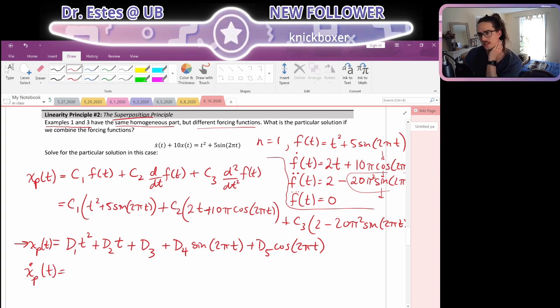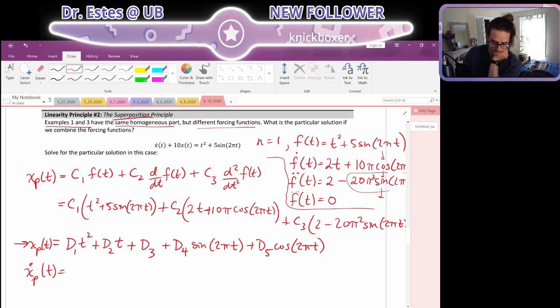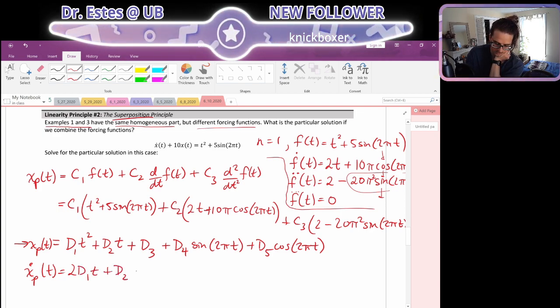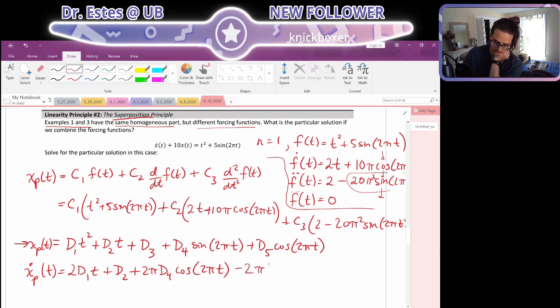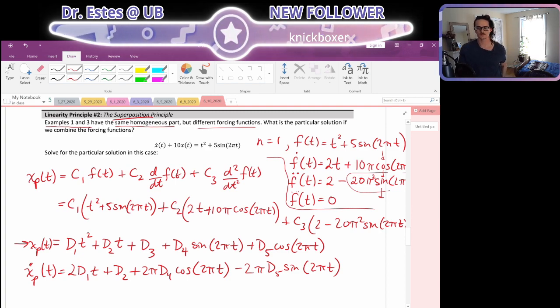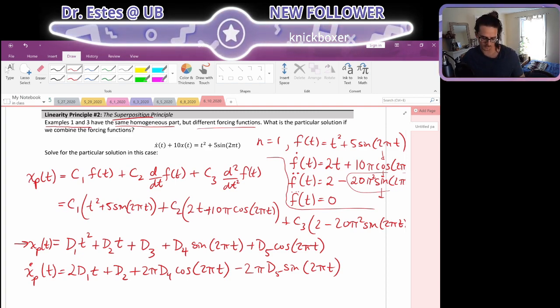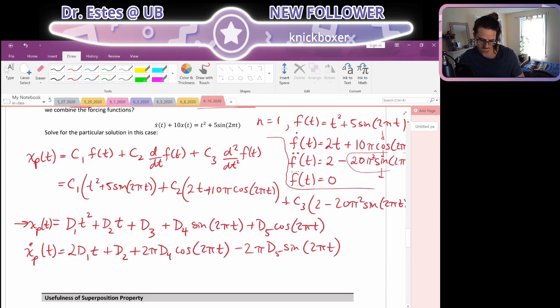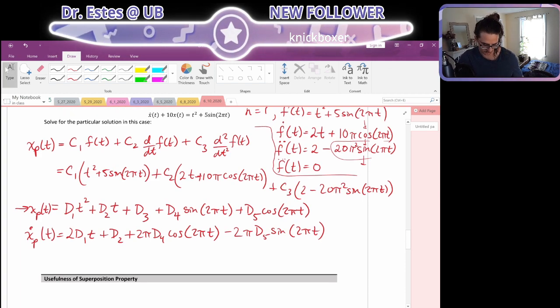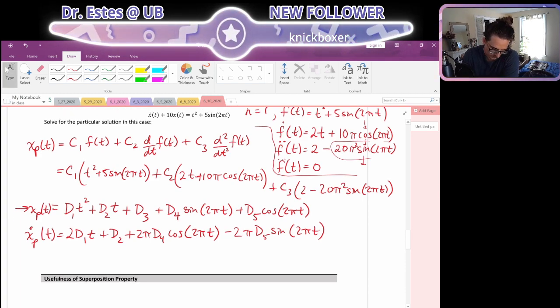We're going to plug this into the original differential equation, so we have to take the time derivative of this. 2 d1 t plus d2 plus 2 pi d4 cosine 2 pi t minus 2 pi d5 sine 2 pi t. Once again, I didn't budget the appropriate amount of space. No worries.